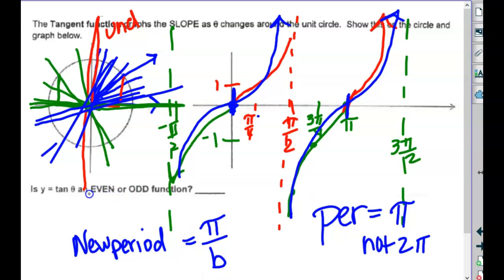Now, is this an even or odd function? Where's the symmetry at? Origin symmetry, so it's odd.